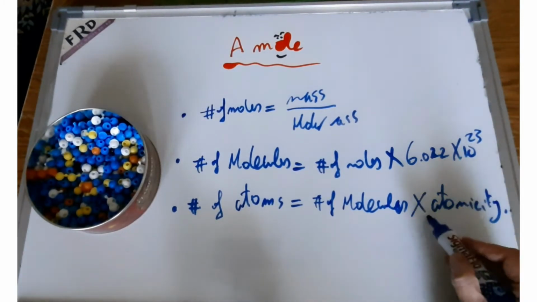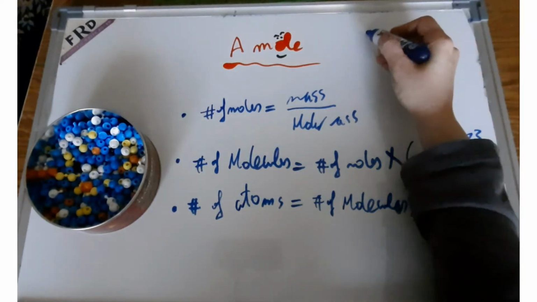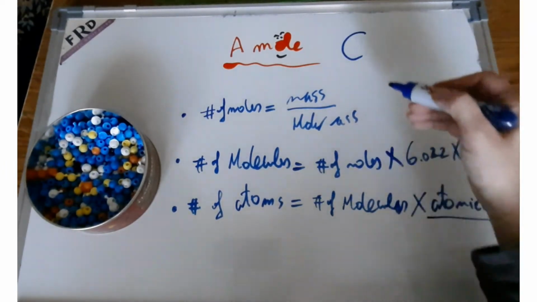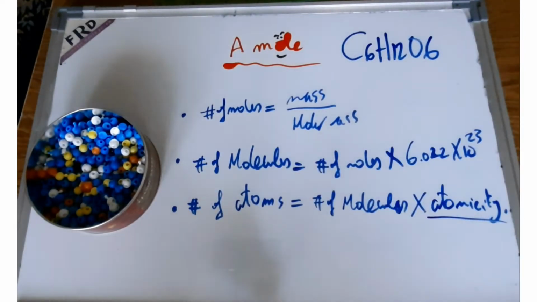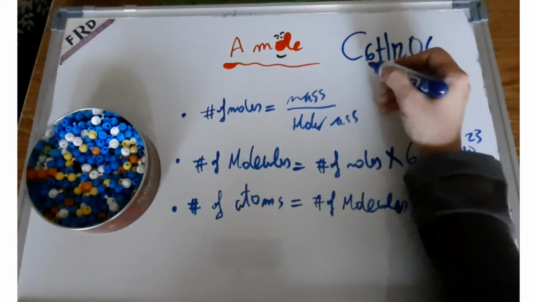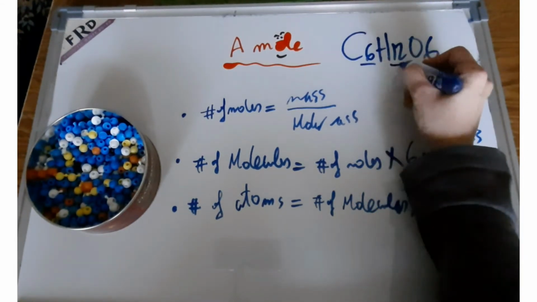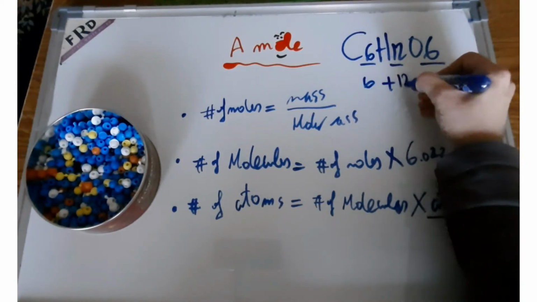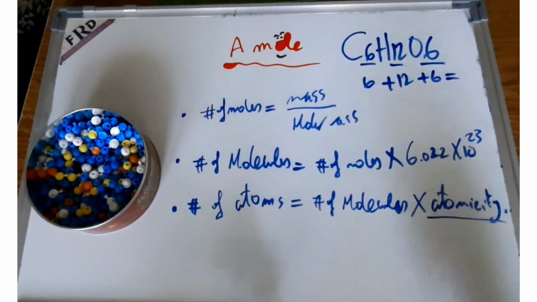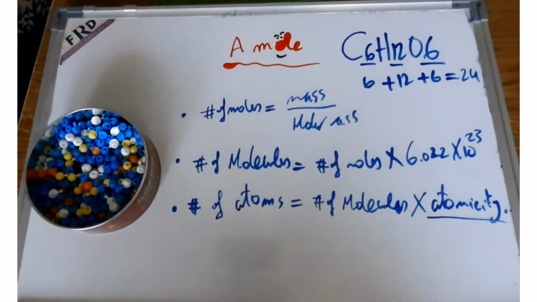And what do we mean by atomicity? I'm going to give you an example here. If we have glucose, the molecular formula of glucose is C6H12O6. What is the atomicity of glucose? We add these numbers in order to get the atomicity. So the atomicity of glucose is 6 plus 12 plus 6 equals 24. So how can we define atomicity? Atomicity is the number of atoms inside a molecule.